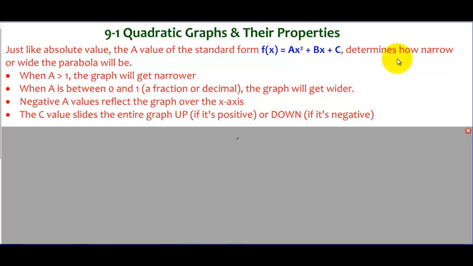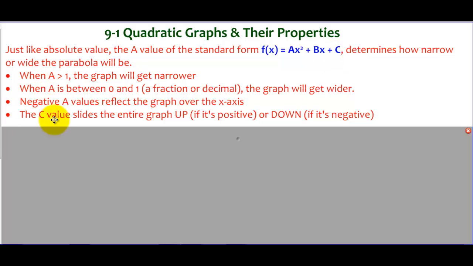B is a little bit more complicated, but we at least want to see how things change when I take this A value here, this number in front of x squared, and I change it. If I increase it or decrease it or make it negative or positive, what does that do to the parabola? And then the same thing with C. How does that change it?